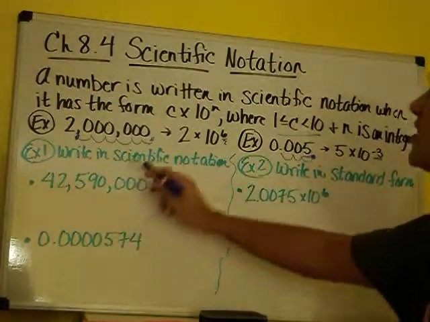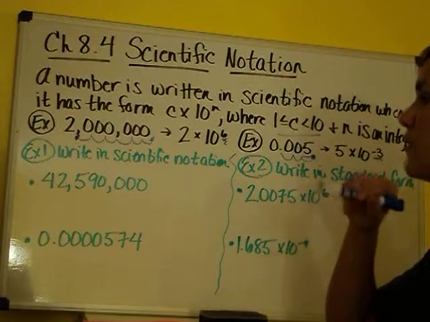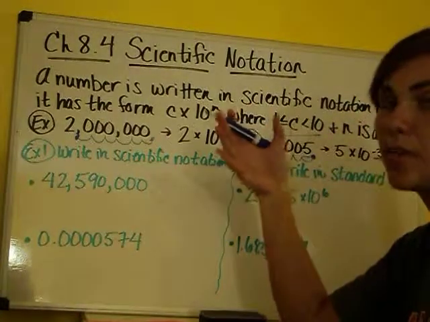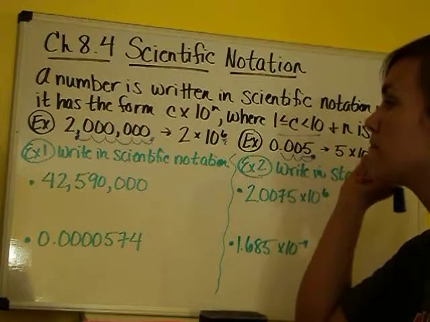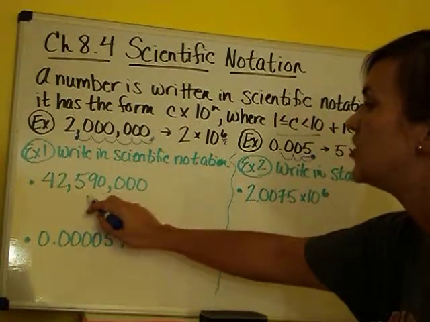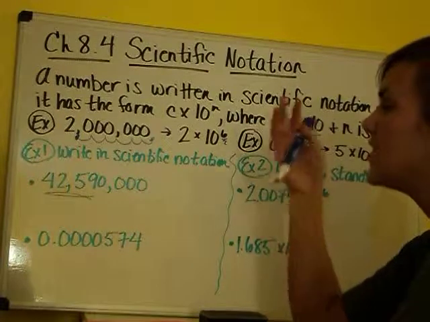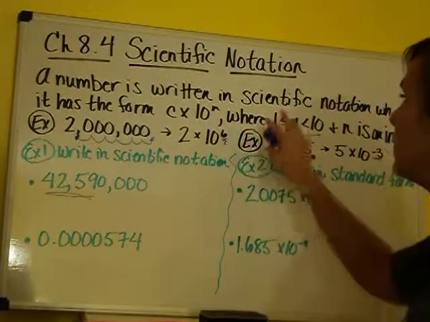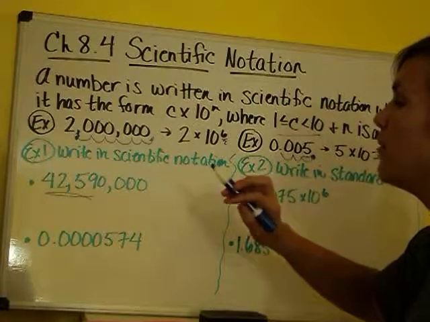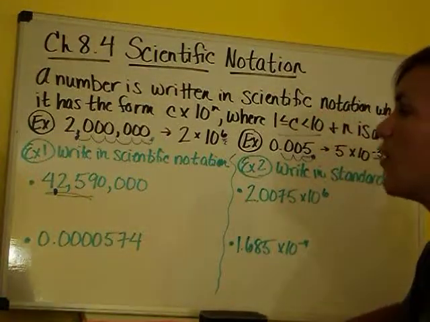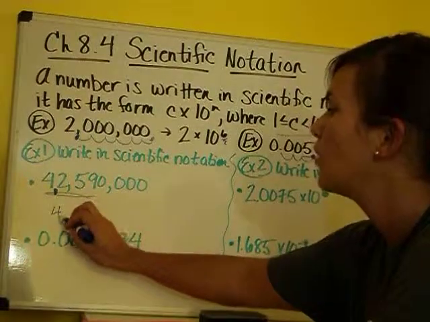We're going to write these numbers in scientific notation. Okay, here we have a lot more numbers to deal with, as in different numbers. Looking at these digits, the ones that are not zeros, we want to find the number that is going to be between our 1 and 10. So I'm going to pick right here in between the 4 and the 2. So I'm going to select 4.259.